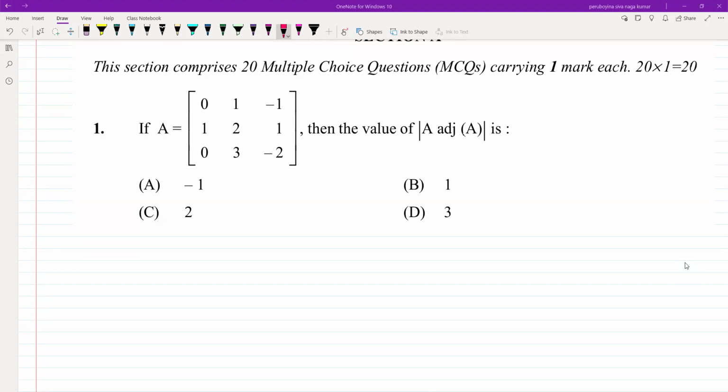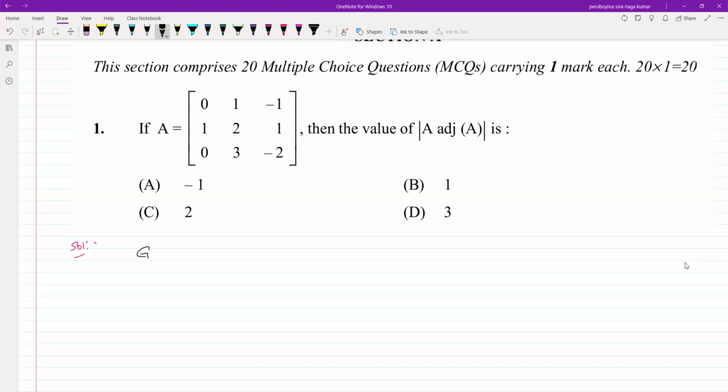If A equal to [0, 1, -1; 1, 2, 1; 0, 3, -2], then the value of det of A into adjoint A is equal to. So let's start solving this problem.